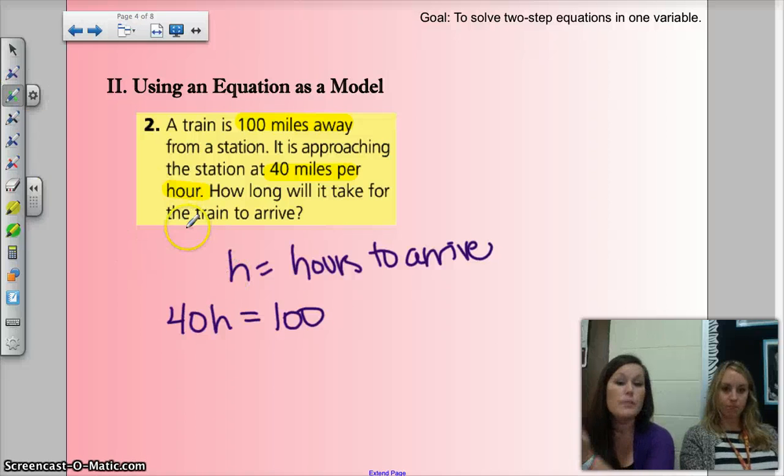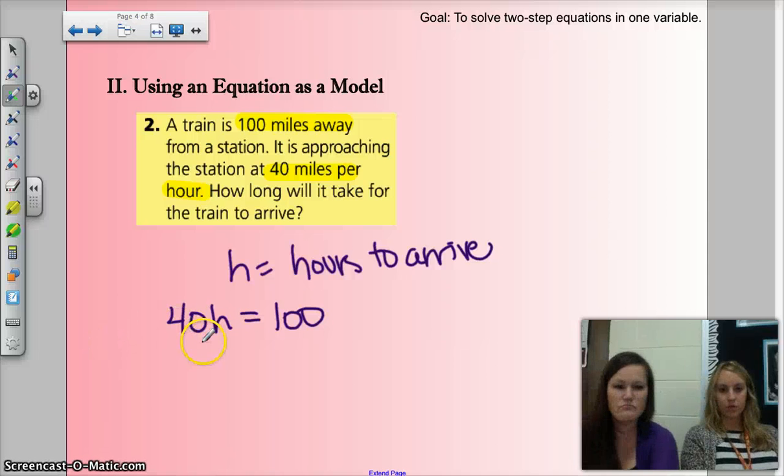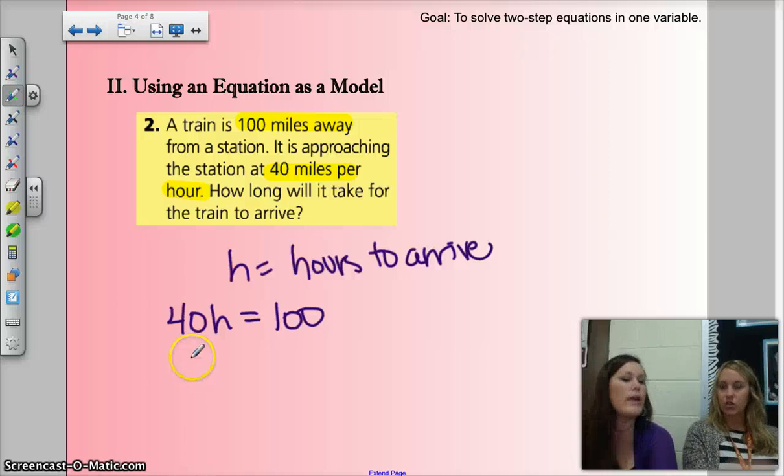Now, some of you probably would have done 100 divided by 40 equals h, which I get, but that's not an algebraic equation. I mean, it has the h in it, but you want to set it equal to what it equals. Well, you want it to equal 100. You don't want it to equal h. Right, 100 is your grand total that you're trying to solve for.